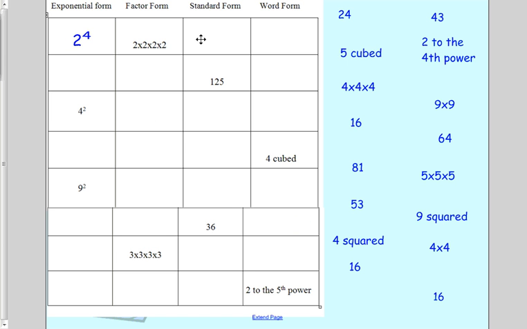Standard form, if I multiply that out, 2 times 2 is 4, times 2 is 8, times 2 is 16. So I'm going to put that answer right here. And then word form, I'm going to say this as 2 to the power of 4, or 2 to the 4th power, which is right here. So those will be your 2 activities today, as well as some computer practice. So good luck.